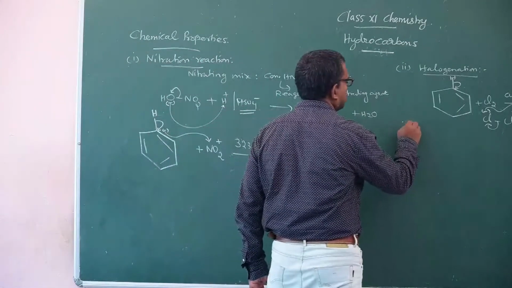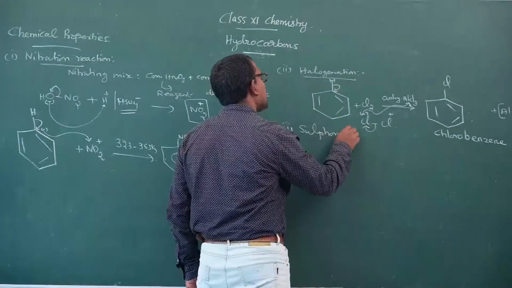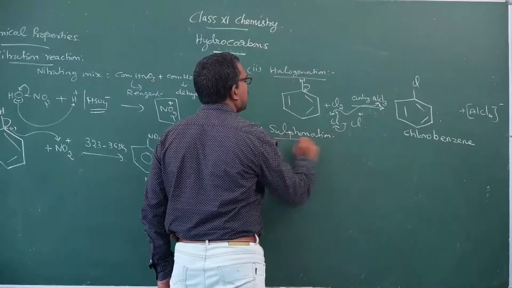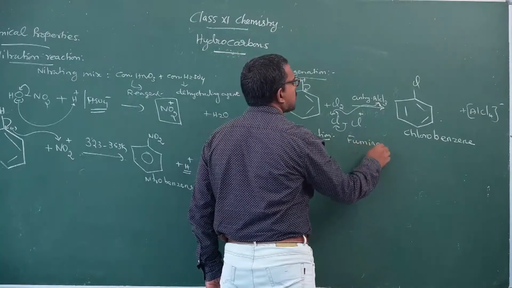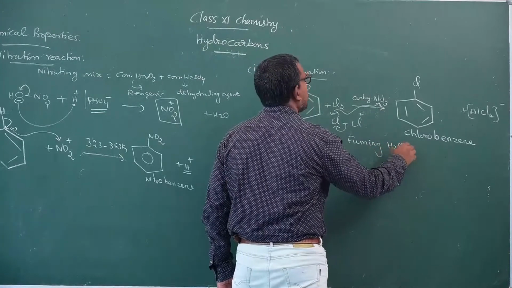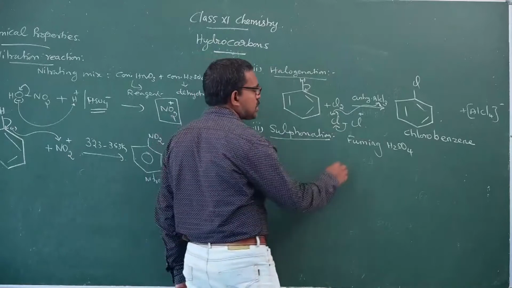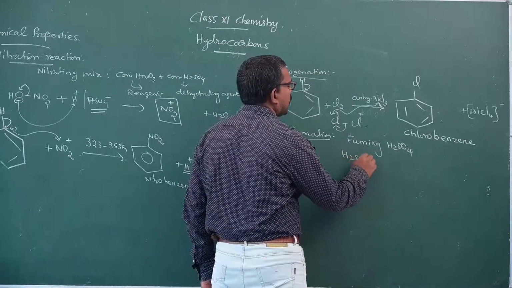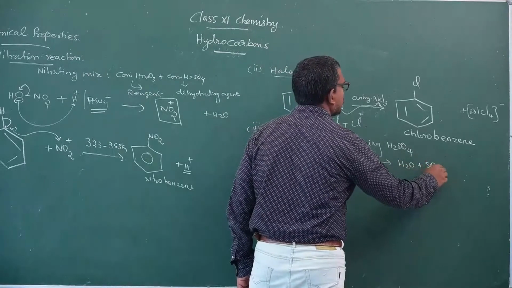The next is the sulfonation reaction. The sulfonation reaction can be carried out with the help of fuming sulfuric acid. Fuming sulfuric acid is a powerful dehydrating agent. By itself, it eliminates a molecule of water, so it gives H2O and SO3.